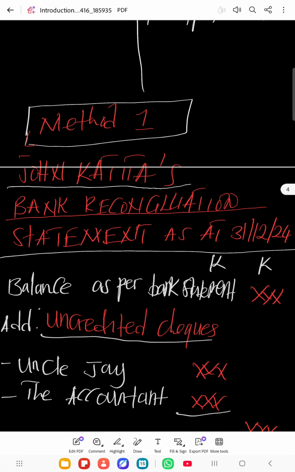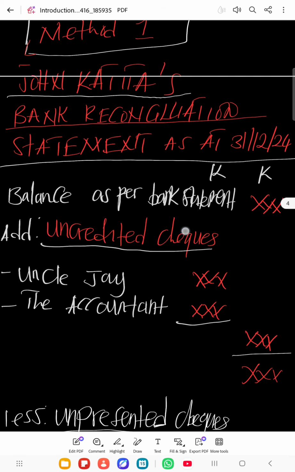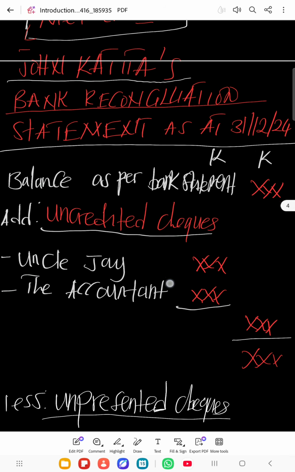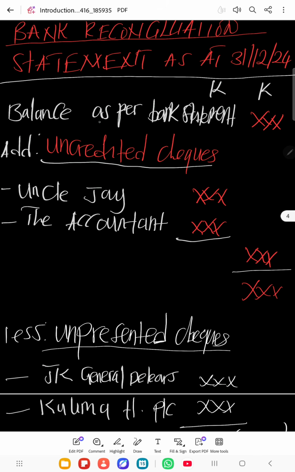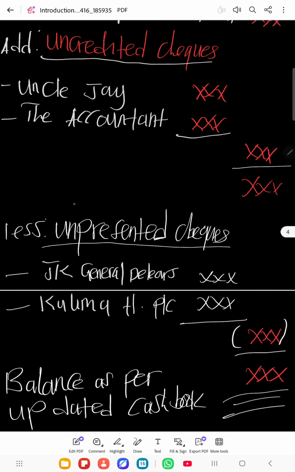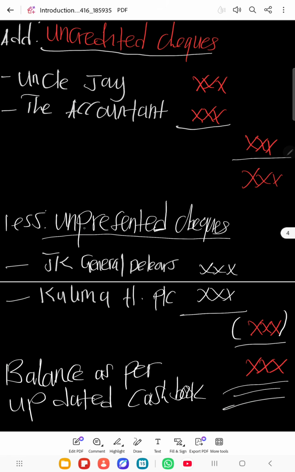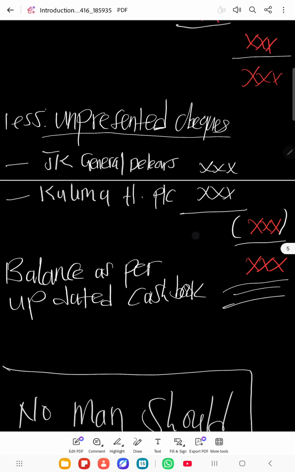And then the other method, method 2, is just the opposite, where you still write the title the same way, and then you start with the balance as per updated cash book. Then you add unpresented checks back. Then you less uncredited checks, and you subtract from there. You should be able to get your balance as per bank statement if everything is correct.